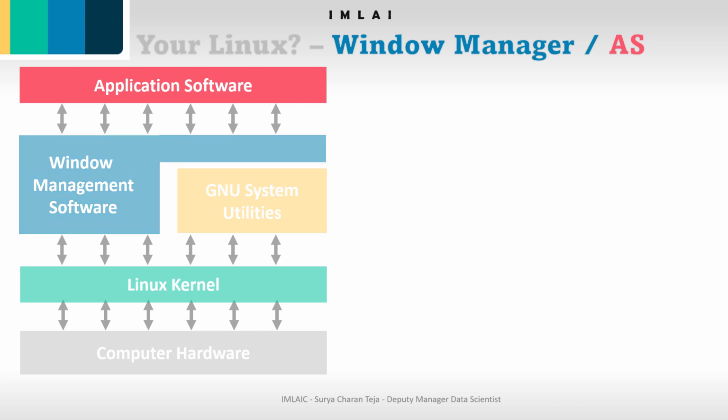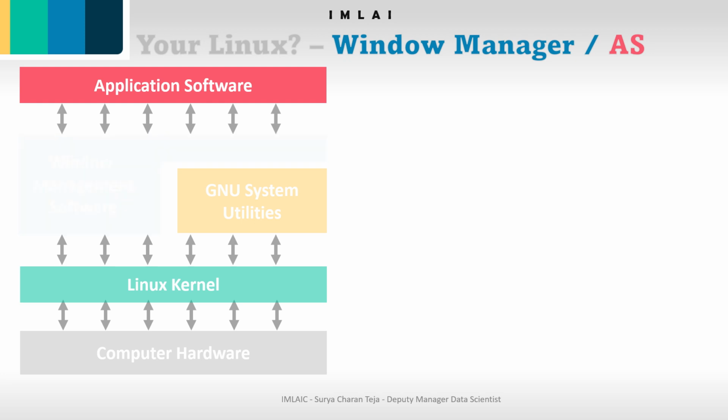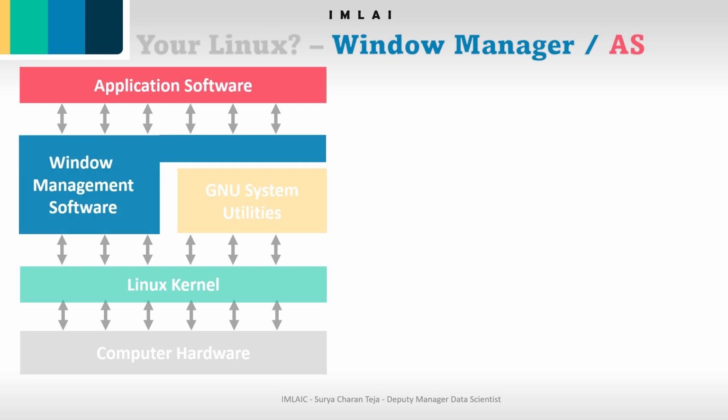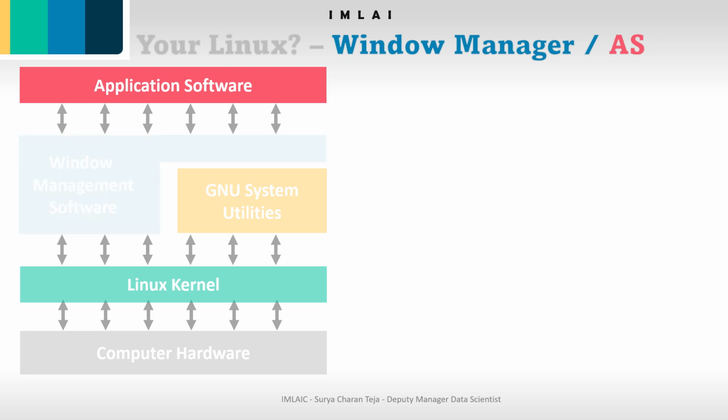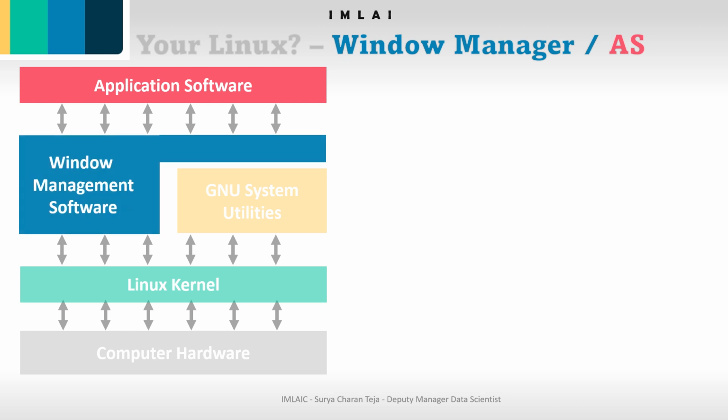Let's turn the clock back before we explain about window management software. If you rewind, then only can we understand why window management software and application software have been added to the Linux kernel and GNU system utilities. In the early days of Linux, maybe around the early 1990s, all that was available was a simple text interface. We call it a console text interface to the Linux operating system.